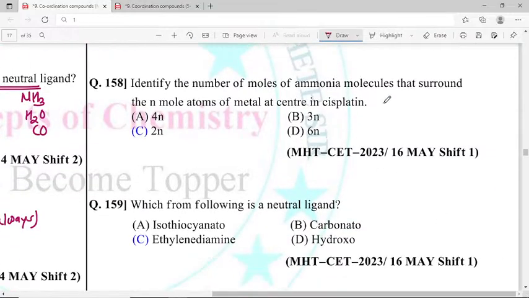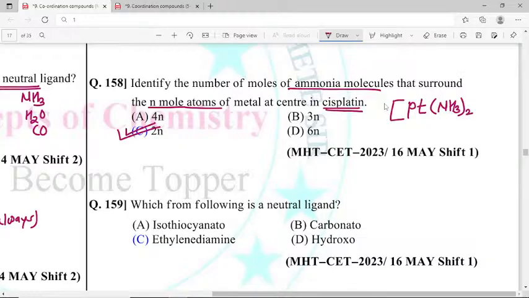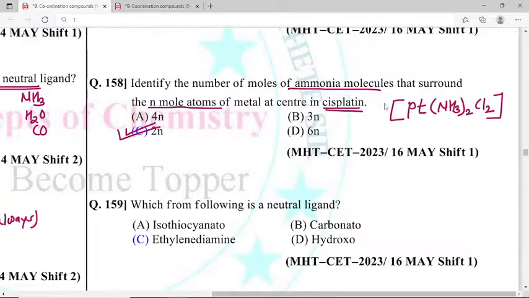Identify the number of moles of ammonia that surround n mole atom metal in center. Cisplatin. So cisplatin contains twice n. What is the formula for cisplatin? Pt(NH3)2Cl2. So this is cisplatin. N mole contains twice n mole of the ammonia.